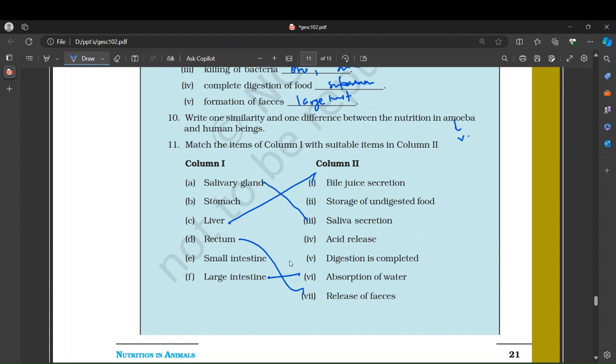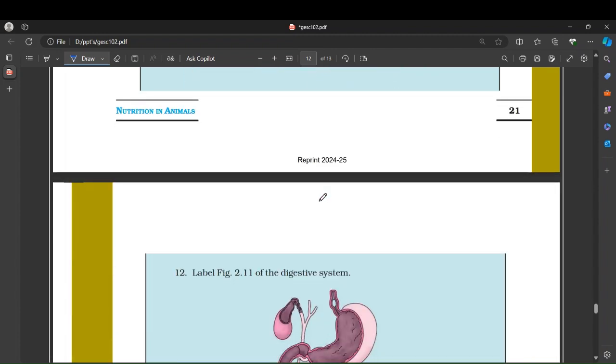Storage of undigested food. For release of feces, it would be the anus. So for rectum, storage of undigested food will come. Not this, they just gave further confusion. Now small intestine. Stomach is acid release and small intestine is digestion completed. Yes, correct. So in this way we have finished.